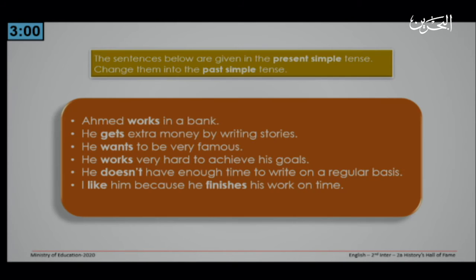Hopefully you are ready for task 3. The sentences below are given in the present simple tense. Change them into the past simple tense. Number 1, Ahmed works in a bank. Number 2, he gets extra money by writing stories. Number 3, he wants to be very famous. Number 4, he works very hard to achieve his goals. Number 5, he doesn't have enough time to write on a regular basis. And the last one, I like him because he finishes his work on time.